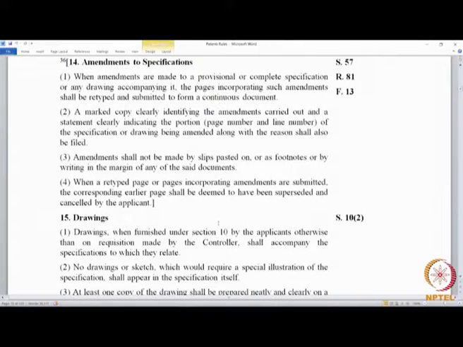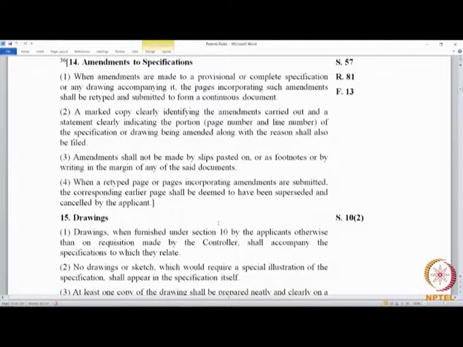14.2 states that the marked copy clearly identifying the amendments carried out, and the statement clearly indicating the portion, page number, and line number of the specification being amended, along with the reason, is also to be filed. Now, a marked copy will show you what was removed and what was added. So, the marked copy identifying the amendments carried out, clearly indicating the portion, the page number and line number of the specification, along with the reason shall also be filed.